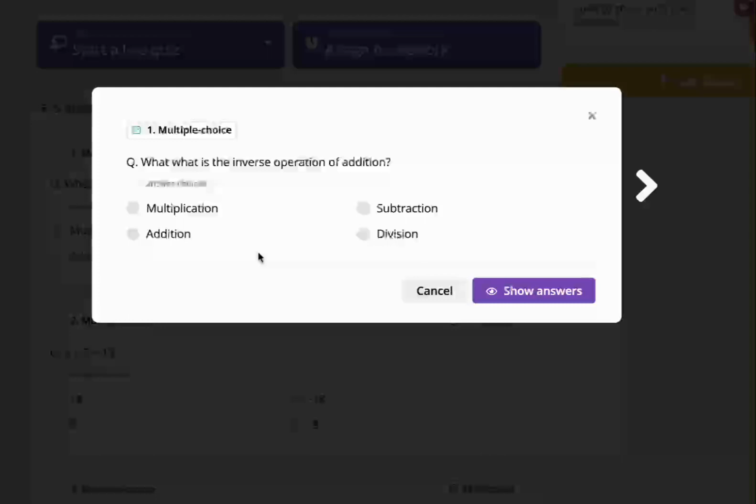In the first question, what is the inverse operation of addition? Help me, my heroes. Minus. Excellent. It is subtraction.